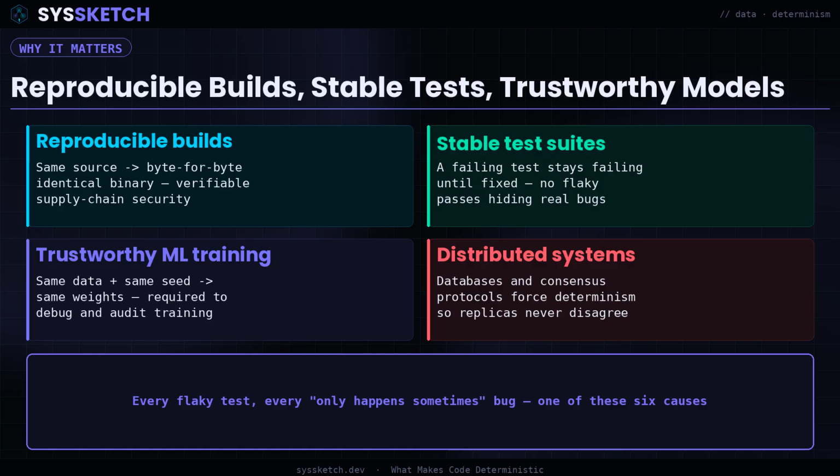Machine learning teams chase determinism, so a model trained twice with the same data and seed produces the same weights, essential for debugging and auditing what it learned. Distributed systems like databases and consensus protocols build entire architectures around forcing determinism into a fundamentally non-deterministic network, because without it, replicas would silently disagree. The next flaky test you see is almost certainly one of these 6 causes wearing a different costume.